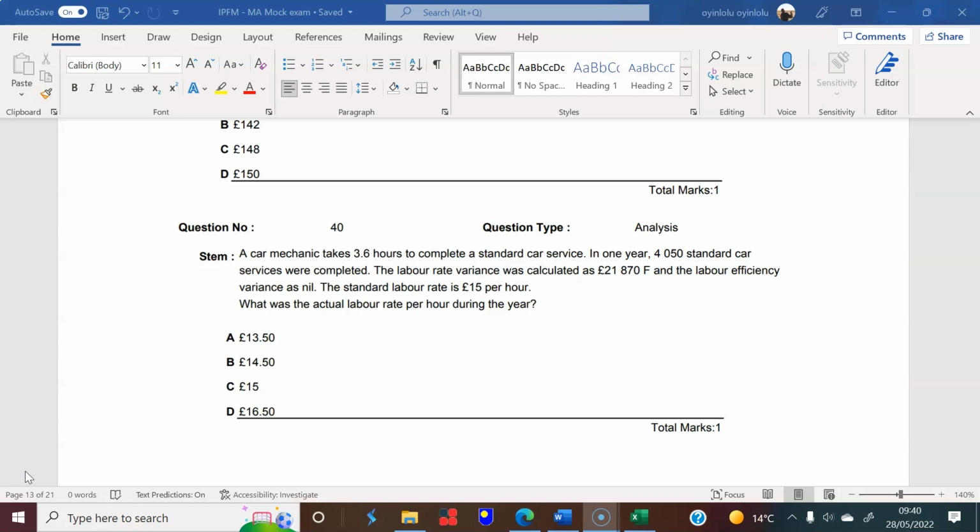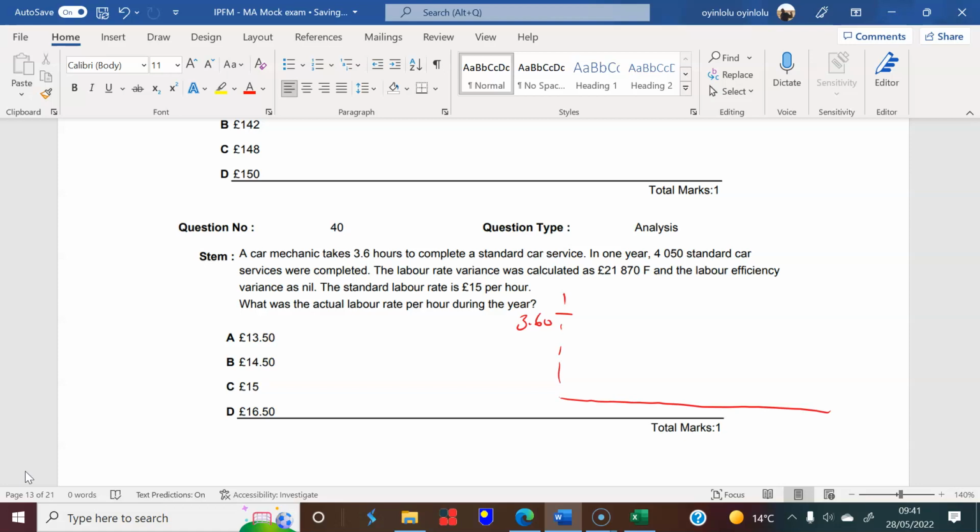Okay, and finally with question 40, there's a number of ways of looking at this, but I like to use this graph because it helps us analyze what's really going on. So it says here that this mechanic takes 3.6 hours to complete a standard car service.